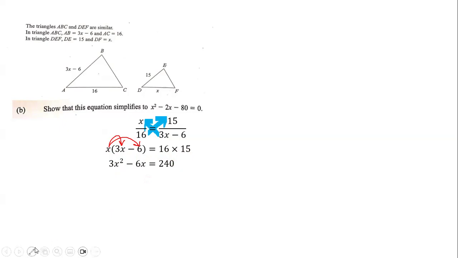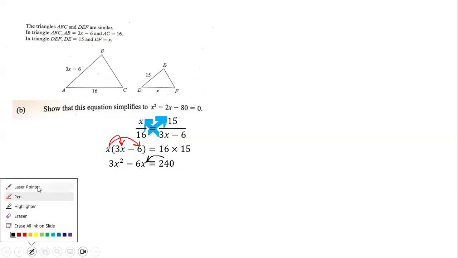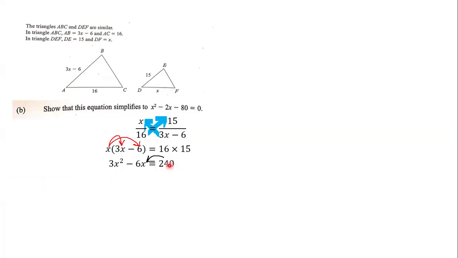Next, we are going to take 240 and send it over the equal sign. When we send it over the equal sign, we have 3x squared minus 6x minus 240. It was a positive 240, but when we send it over the equal sign, it becomes a negative 240. Next, we're going to divide each term in this equation by 3.